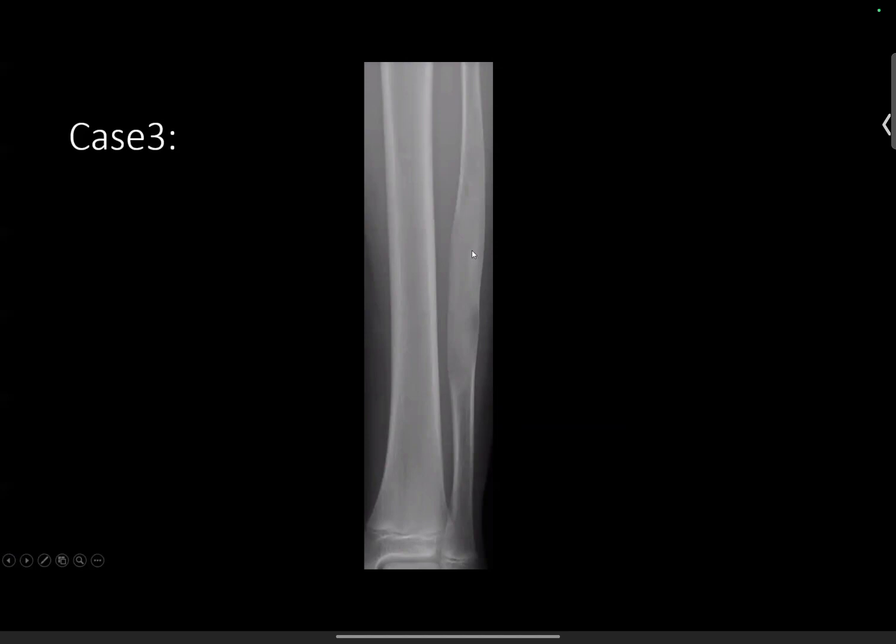This lesion has a ground glass density, very, very characteristic of this lesion. Everyone knows it. This is fibrous dysplasia. You guys are too smart.